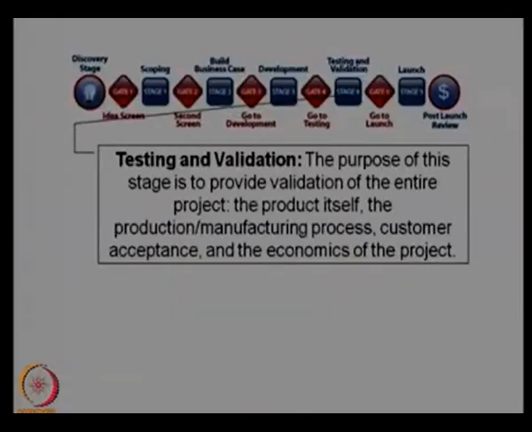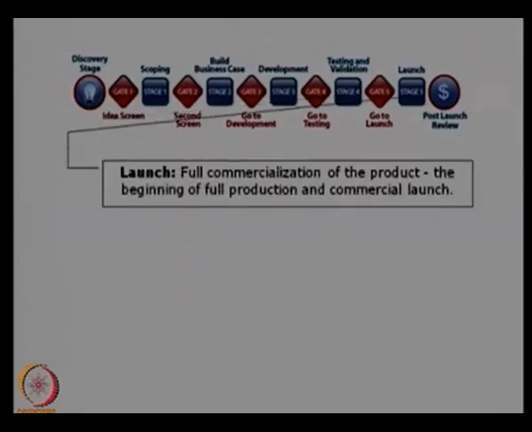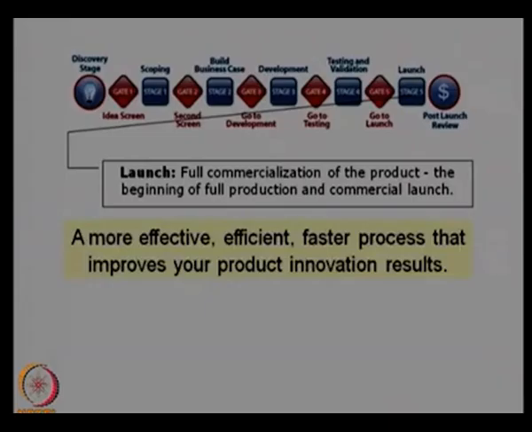And once it passes through stage 4, that is the testing and validation, the entire project is tested and the product is tested and validated for the requirement. The product itself, the production, manufacturing process, customer acceptance and the economics of the project are analyzed in this gate, which decides whether to proceed. Once it passes the gate, it reaches the launching stage. That is, once it passes the testing, verification and validation procedures, it goes to the launching stage, and the product is launched into the market and starts earning money from the project.